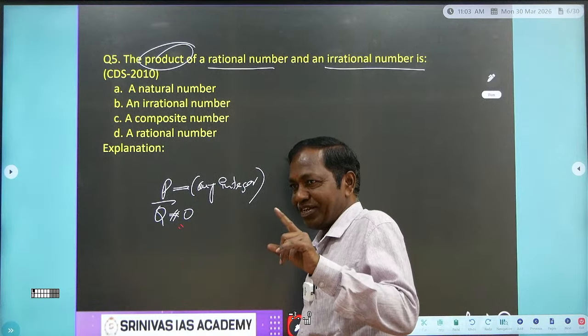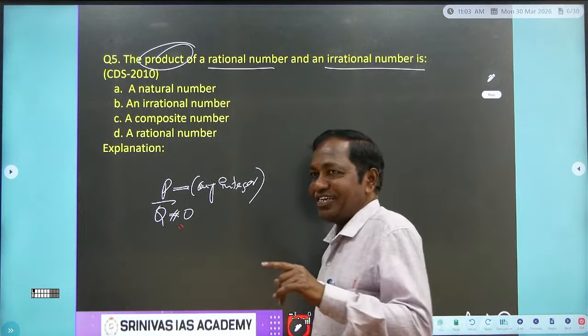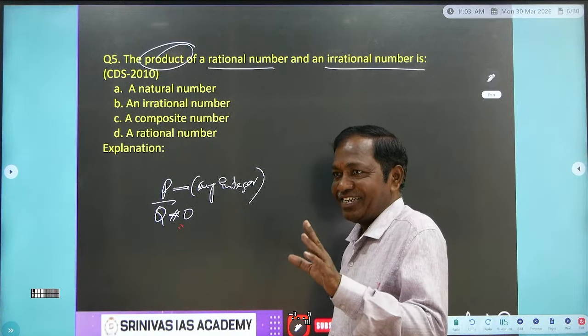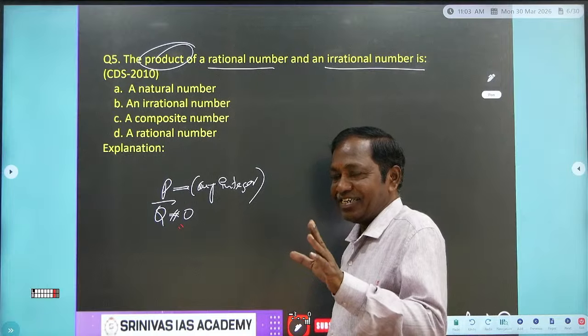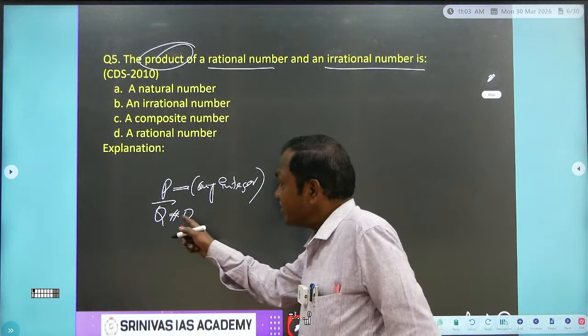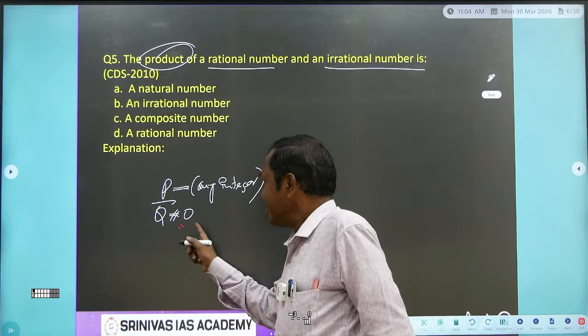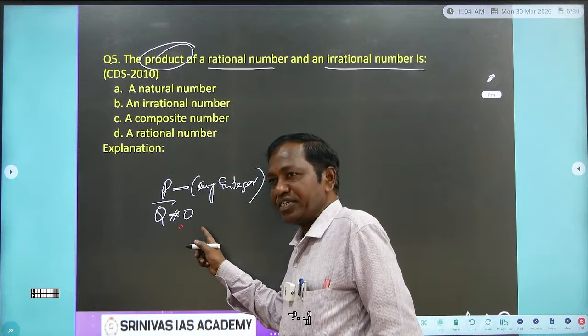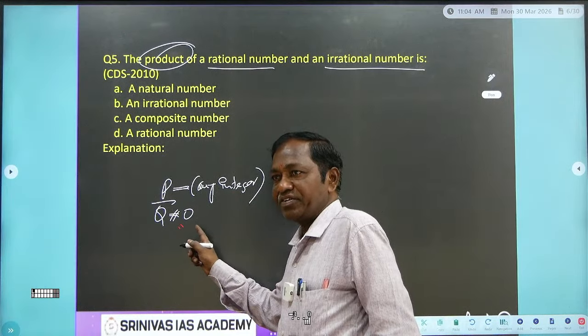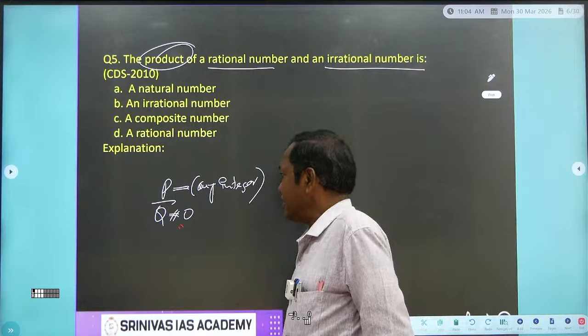Infinity is not a rational number, sir. Anything on the number line? Yes, anything on the number line is an integer. Any integer, even 0, is also possible. That's why q is not equal to 0. Here you can say integers may be negative integers or positive integers, except that it is not non-negative integers only.